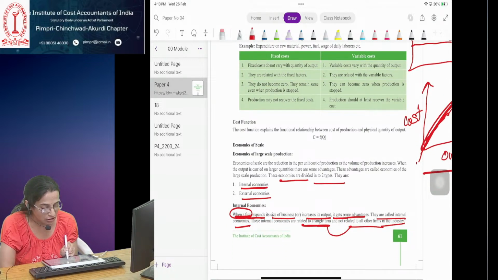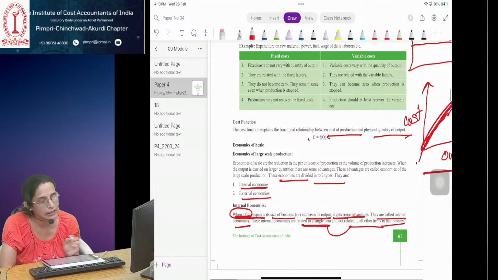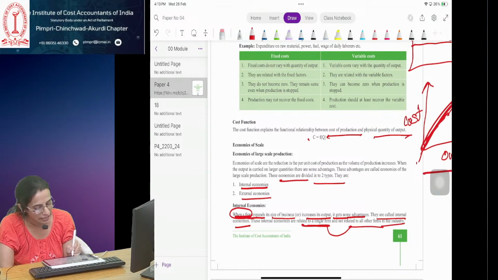The cost function explains the functional relationship between cost of production and physical quantity of output. Here we can see it is a direct relationship. If the quantity of output increases, cost of production will also increase.